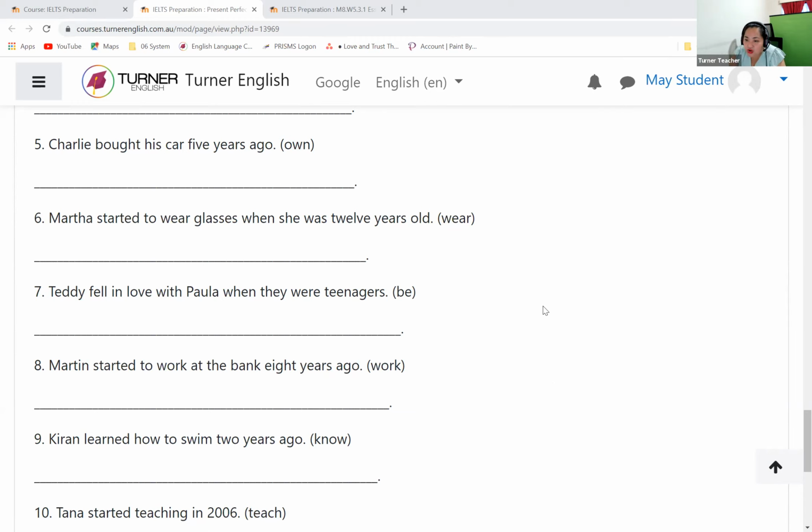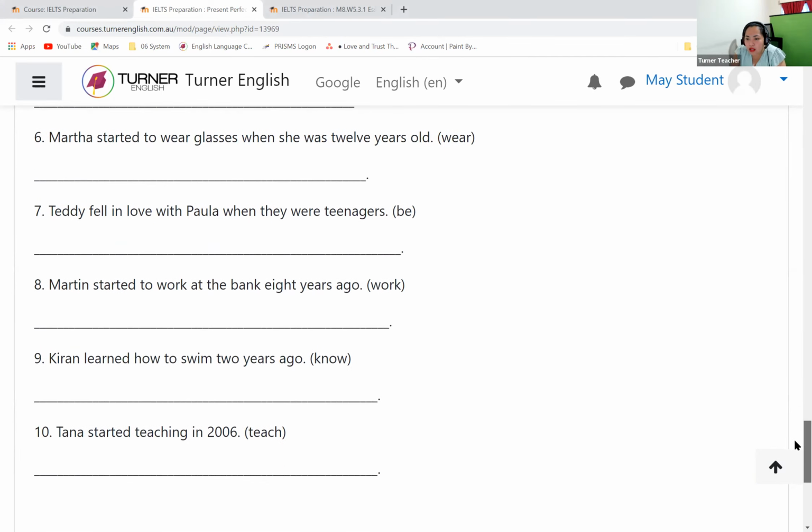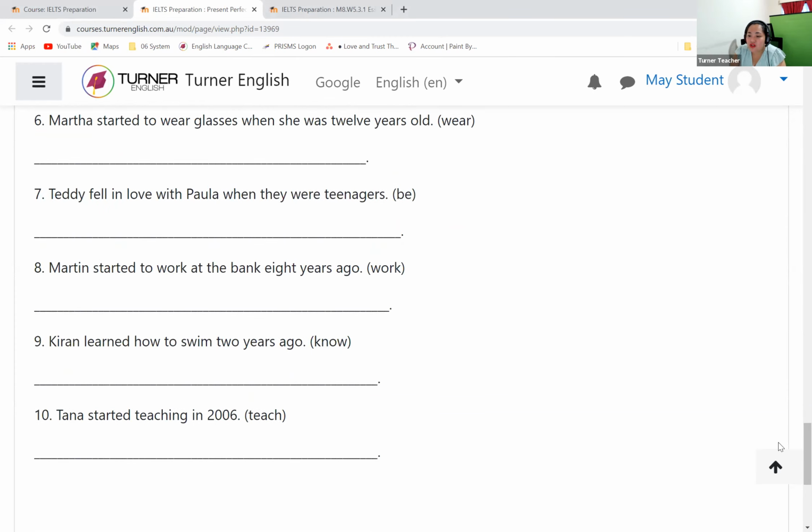Karen has known how to swim for 2 years. Has known how to swim, yeah. Maybe instead of has known how to swim, you want to change this to swimming. Has known swimming for 2 years. Okay. Martin has worked at the bank, yes. Kieran has known how to, again, instead of saying how to swim, swimming. Just change it to swimming.